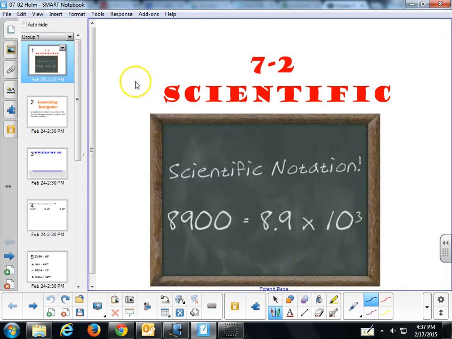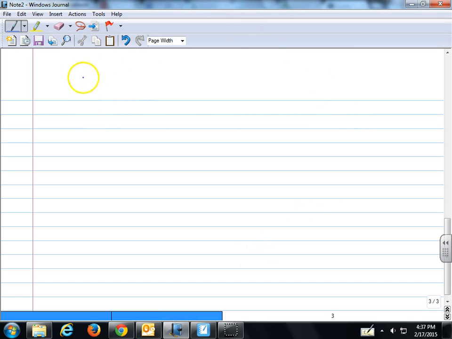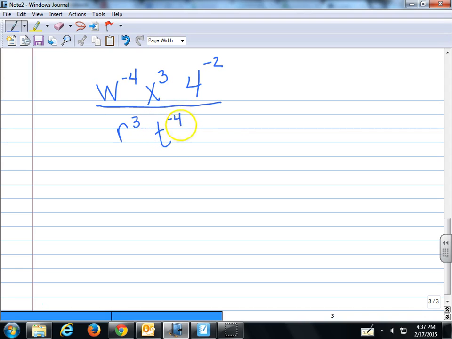All right, guys. We're going to move on to section 7.2, scientific notation. However, I need to double check we're all okay with the negative exponents. So just a really quick review. I know that in the notes yesterday, I said that they make reciprocals, and I showed you how in a fraction what that would look like. And I just want to make sure that we're all okay with what the final answer should look like.